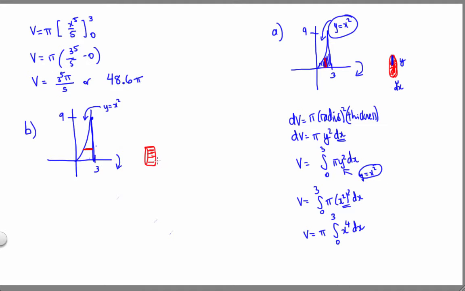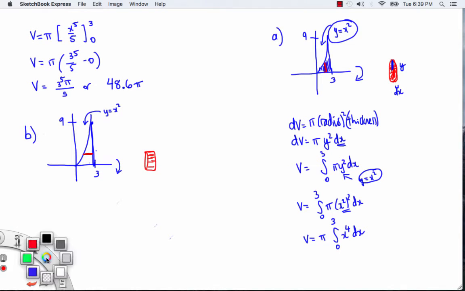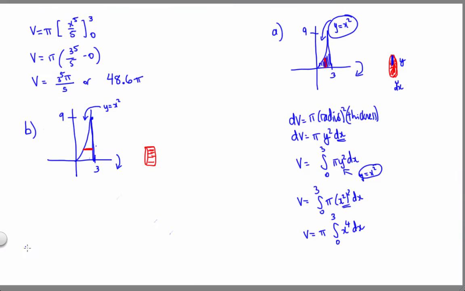And let's think about the dimensions of this shell. So this shell here, it's got a radius, it's got a height, and it's got a little bit of thickness. So let's think about the radius first. How far is this top point from the axis of revolution? Well, that's going to be y. Let's think about the height of our shell.